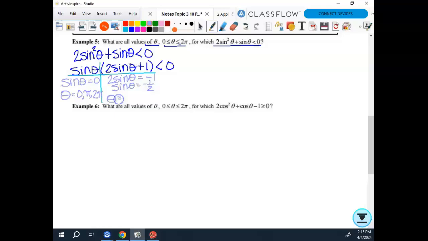When does sine equal a positive 1/2? What angle? Pi over 6. And then what quadrants is sine negative in? Third and fourth. So what's your third quadrant pi over 6 angle? 7 pi over 6 and 11 pi over 6.